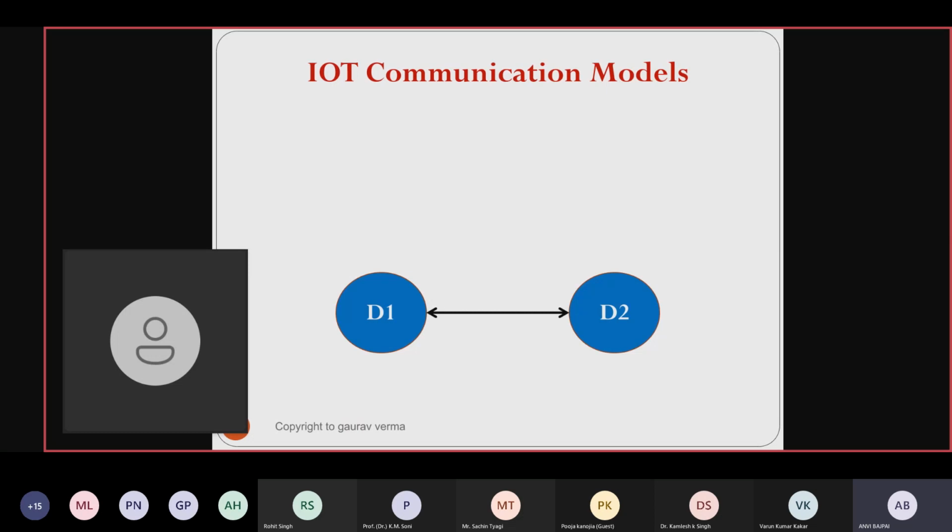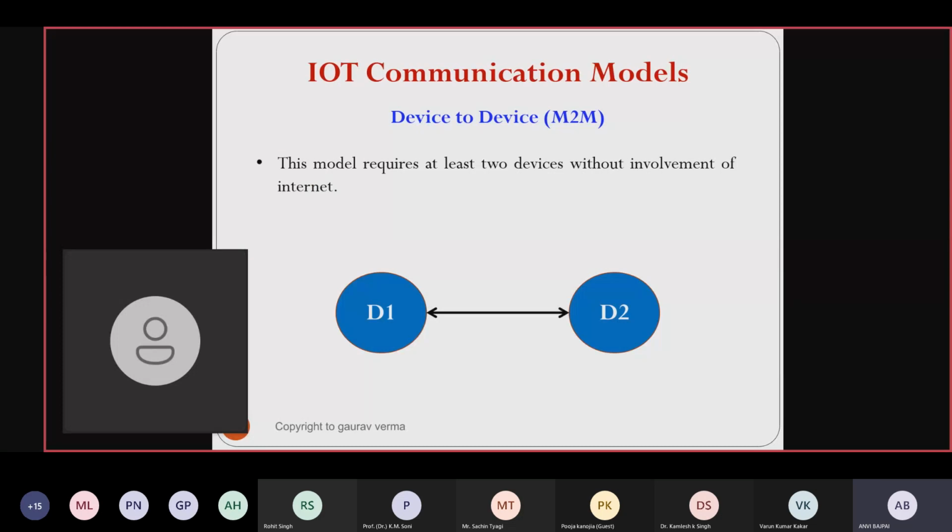is showing that there are two devices, D1 and D2, directly connected to each other. Embedded device D1 and embedded device D2 are connected by means of some protocol mechanism and are exchanging data. In this particular model, it is not necessary that these two devices are connected to the internet. They can communicate with each other without the internet. This communication model is referred to as the device to device communication model, and sometimes also as the machine to machine communication model. This model requires at least two devices, without involvement of the internet.